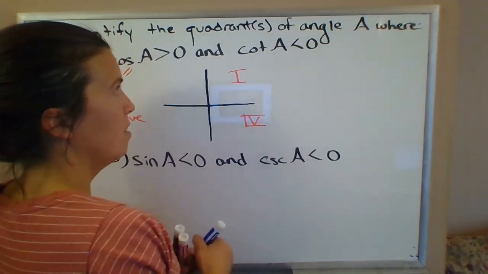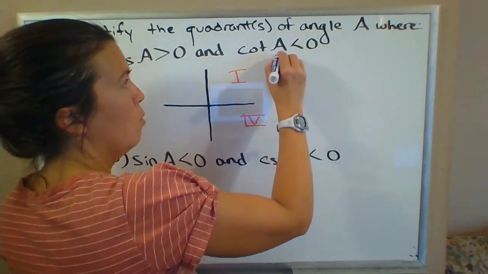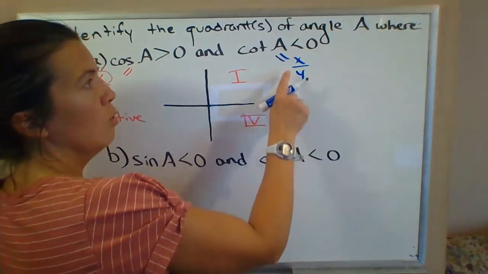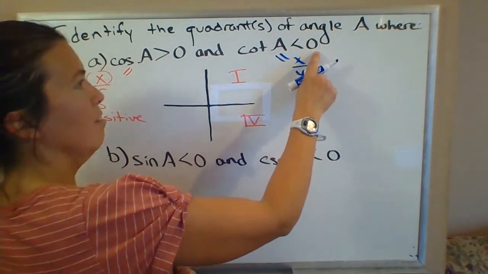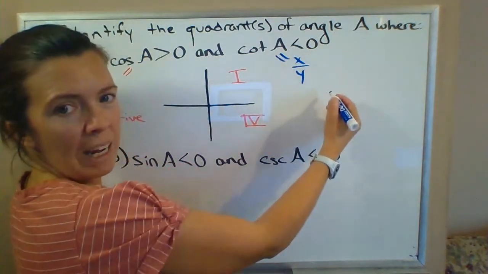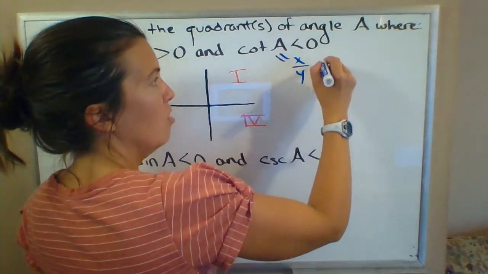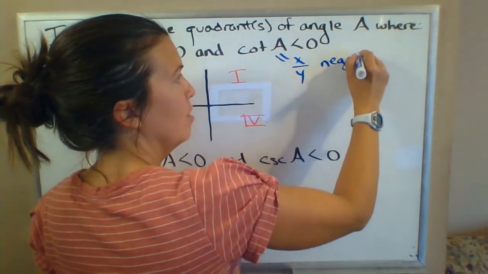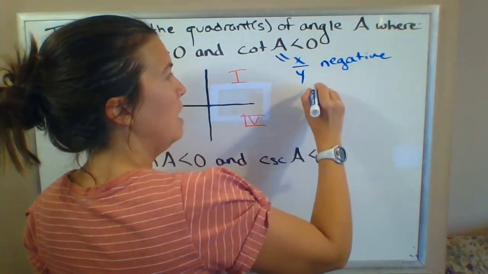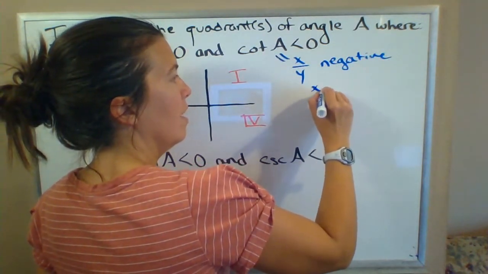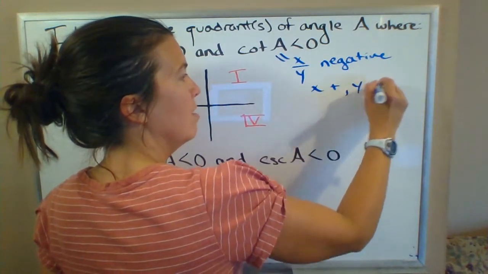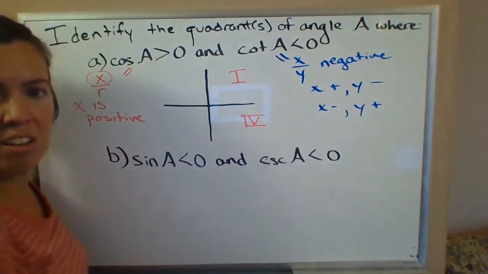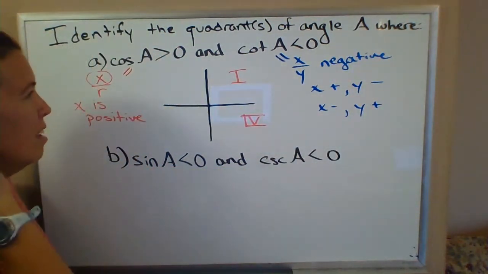Cotangent is equal to, it's the ratio x over y. So cotangent A is negative when x and y have opposite sign. So this will overall be negative when either x is positive and y is negative, or x is negative and y is positive. You just need x and y to have opposite signs.